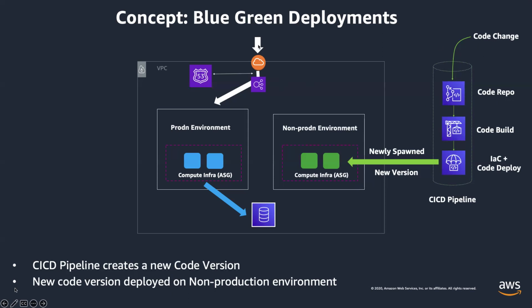That means your customers, or your end users, are still going in that direction, which is blue. But now you have another environment, a non-prod environment, that is getting launched the green way. It's a green environment. So the CI/CD pipeline creates a new code version, and the new code version is deployed on the non-prod environment. So far so good.